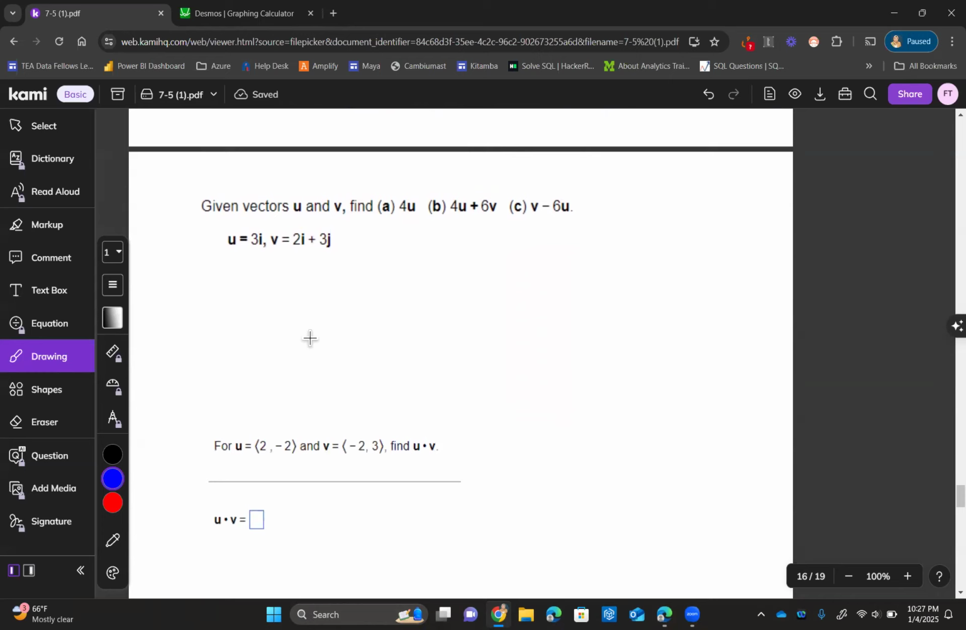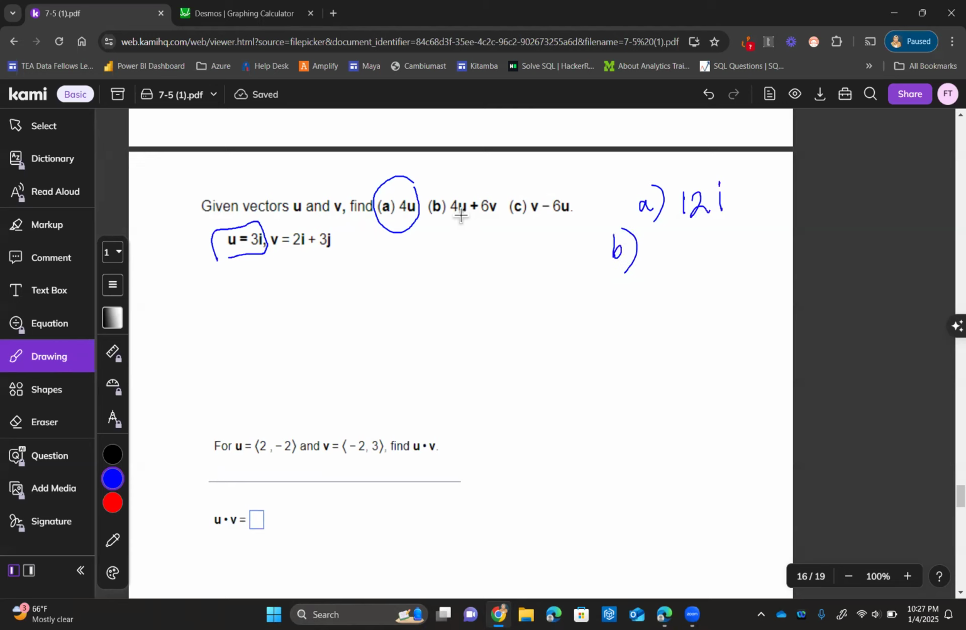Now, the next question is, we have the vectors u and v. For these two vectors given, we have 3 parts of the problem. The first question is just 4 times u, which is very simple for part A. All we have to do is, this is our vector u, and it has only a horizontal component. i represents the horizontal component, j represents the vertical component. All we have to do is 4 times 3i, which is 12i. That's the expected answer for part A.